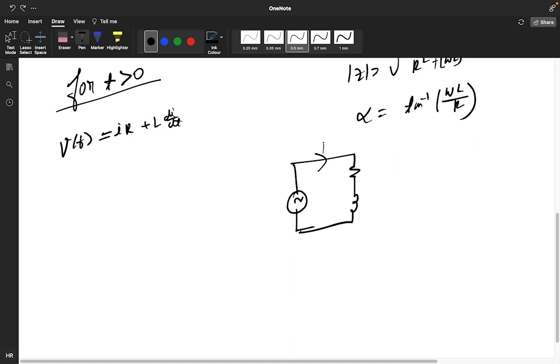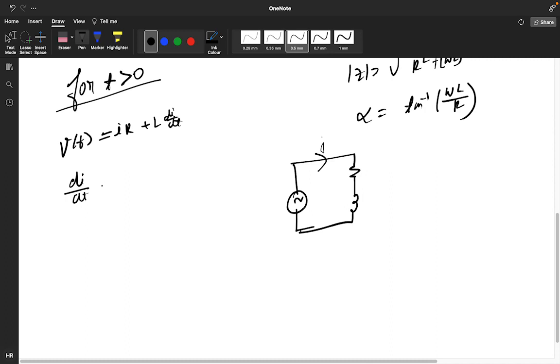Some current is flowing. So guys, this is not very tough. How can you find this? How can you do it? So we have a differential equation, so we can solve it as a differential equation only.